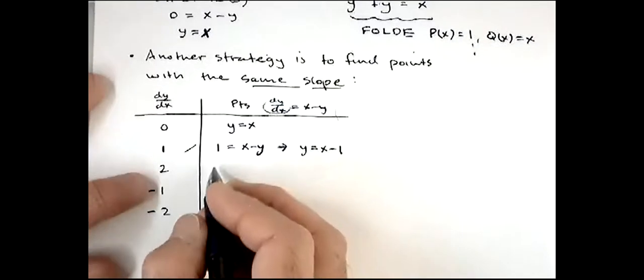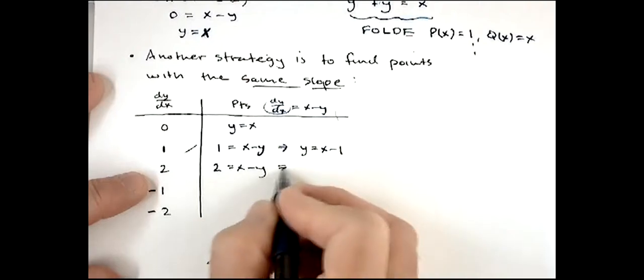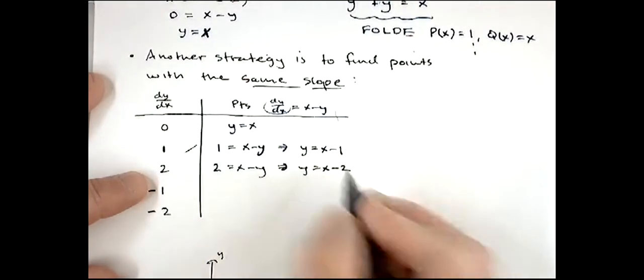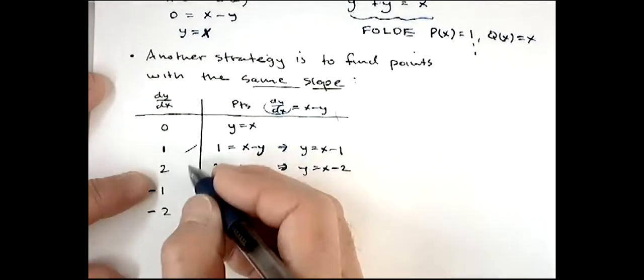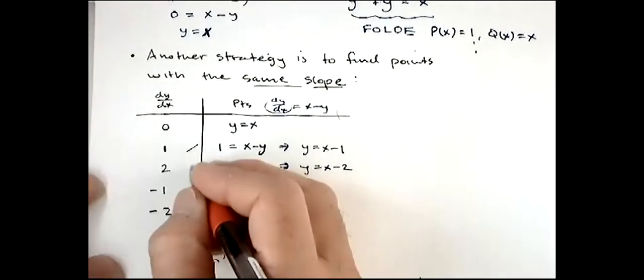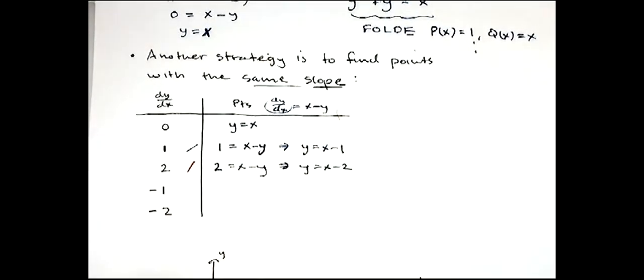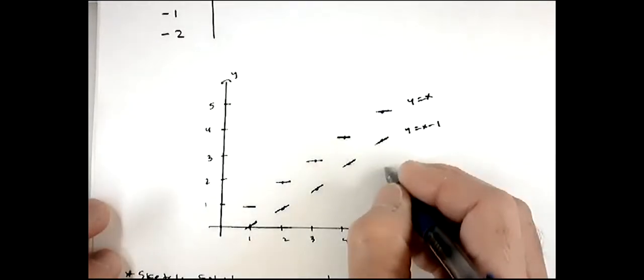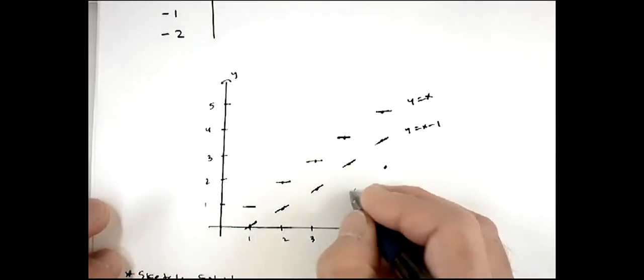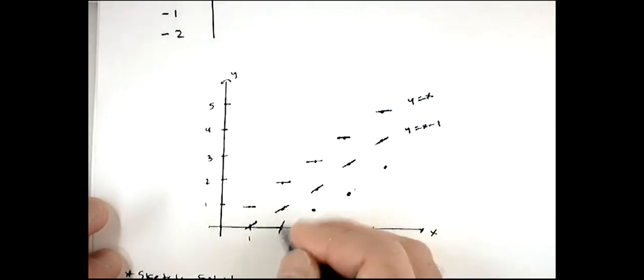And we could just keep doing this. If I set 2 equal to x minus y, that gives me y equals x minus 2. And a slope of 2 is a little bit steeper. Y equals x minus 2 would just be drop down 1 more unit here. So that would be like these points, and these points have a steeper slope through them.